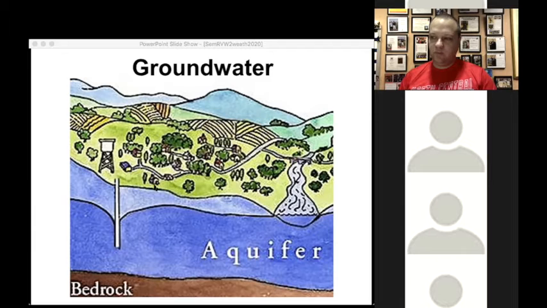Remember, we use the water that's in the ground. That's the water that we drink. It's fresh, it's clean, and it is stored in what we call an aquifer. An aquifer is where we get groundwater. The soil is porous and it allows water to soak in and stay there. Aquifer, groundwater.